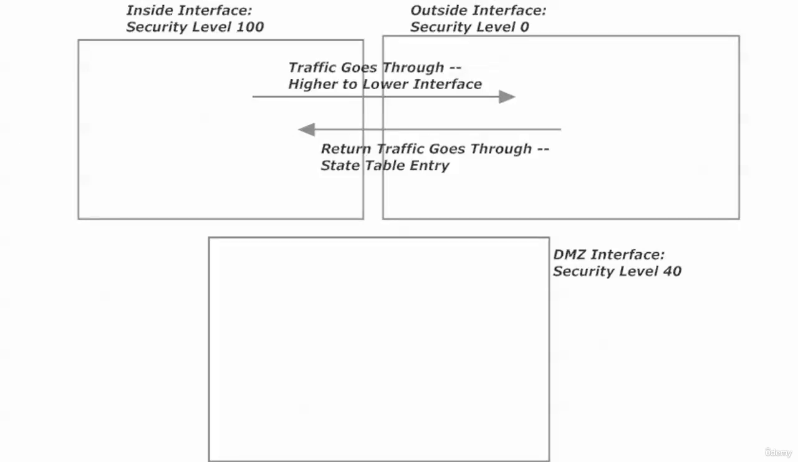And again, just using the boxes to represent our inside network, outside network, and our DMZ. These are not zones. But if we have the interface levels that we've talked about so far, 100, 0, and 40, if traffic is being initiated behind the inside interface and it's destined for a host behind the outside interface, that's going to go through, because you're flowing higher to lower, and then the return traffic goes through because of that state table entry. When the ASA gets it back, it's like, okay, let me look that up. Okay, it's part of an existing conversation. I will let it through.